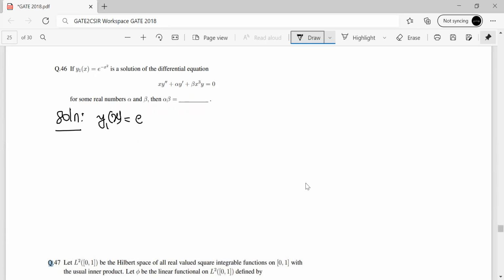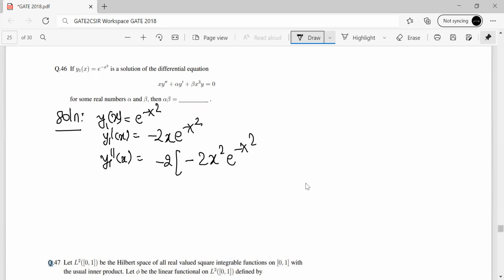y1 of x is e power minus x square. So y1 dash will be minus 2x into e power minus x square. y1 double dash will be minus 2 times, it will be minus 2x square into e power minus x square, and then plus the remaining terms from the product rule, derivative of v plus derivative of u. Yeah, that's fine.